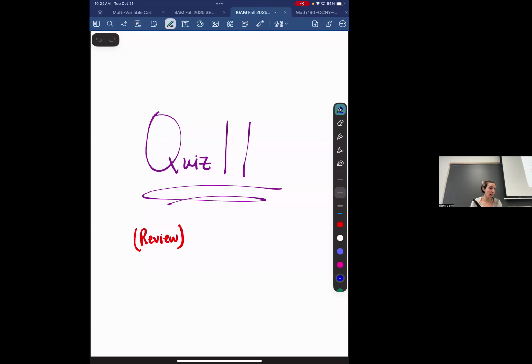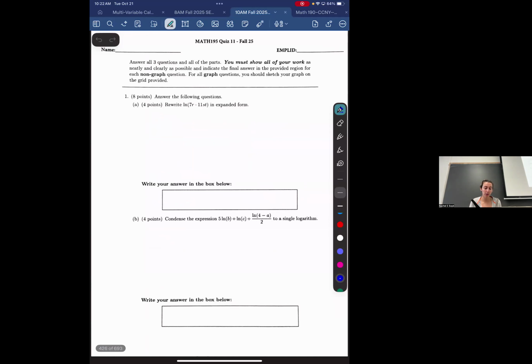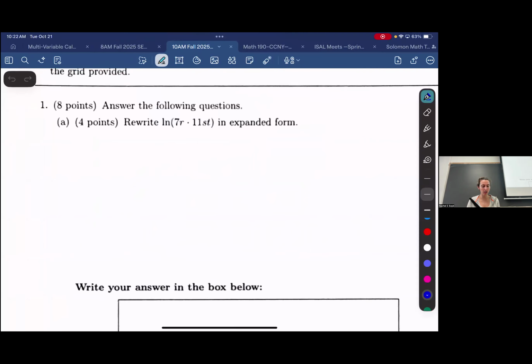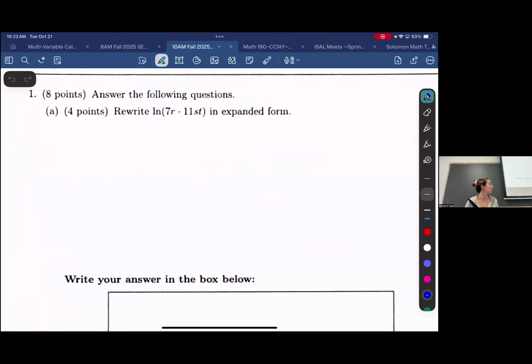Right, so quiz 11, our quiz for today, focused on utilizing our properties of logarithms, which we learned about in our last class. For our first question, part one, we were asked to expand the following. We wanted to rewrite ln of 7r times 11st in, again, our expanded form.